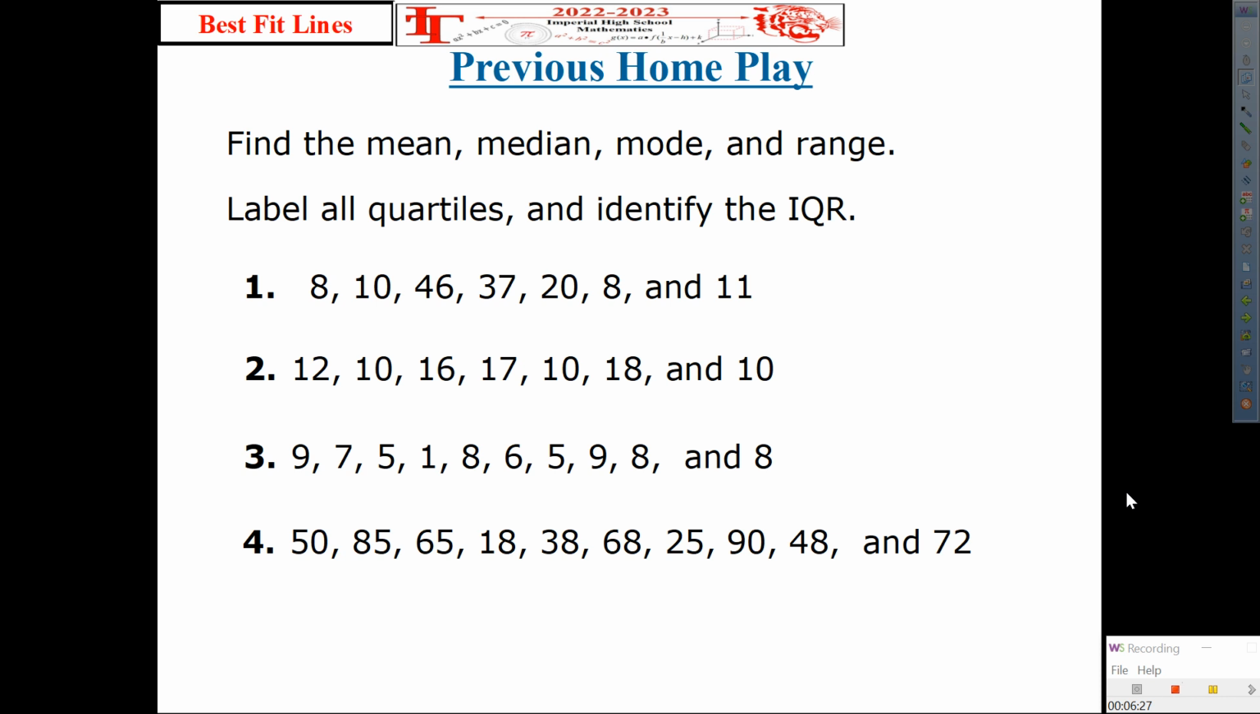So, before we continue, let's look at just the IQRs of numbers 1, 2, and 3. IQRs of 1, 2, and 3. Talk it over with your neighbor, see what they got. IQRs of 1, 2, and 3.